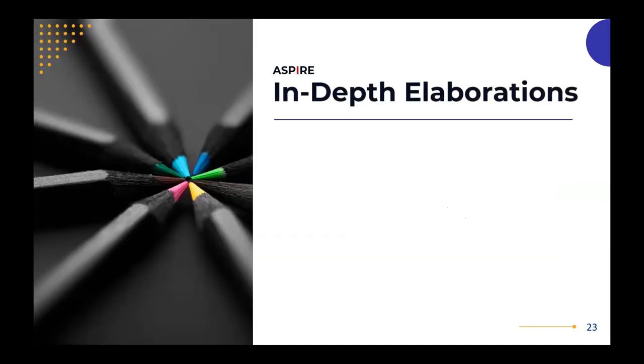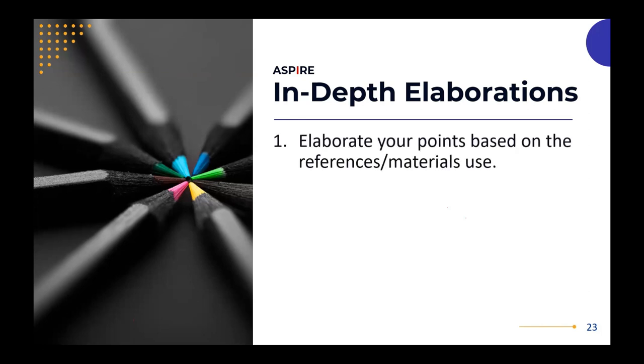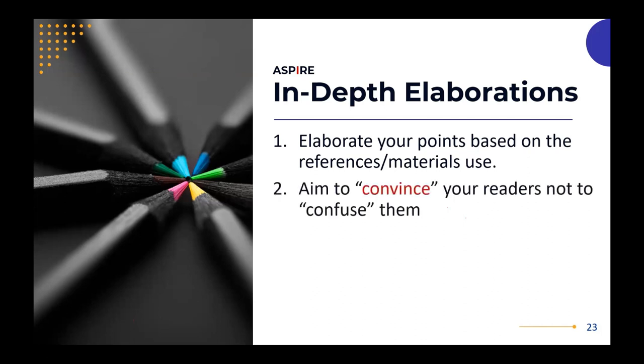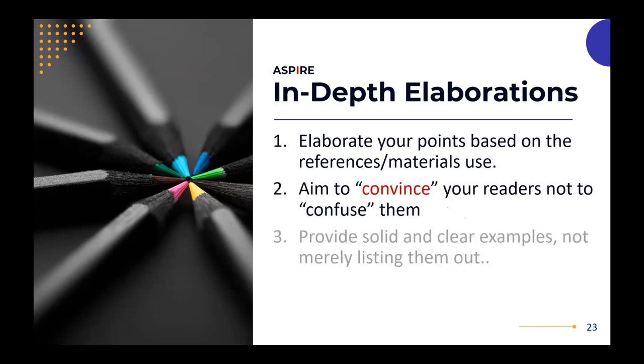Then in line with precise description is the in-depth elaboration. So you have to elaborate further. It's not enough to give one statement and then repeat the statement over and over again. You have to go in depth. So how do you go in depth? Again, make use of all the evidences and all the citation that you can find. Again, aim to convince your readers, not to confuse them. If you put citation in, it should be convincing, not something that causes a lot of confusion, all right? And then provide solid and clear example, not merely the extent that are.